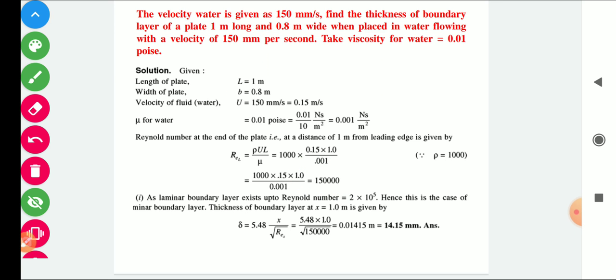This value is less than 2 lakh. It means the flow is laminar flow, and for laminar flow the equation for boundary layer thickness is this one. Here delta is the thickness of the boundary layer, x is the length of the boundary layer, and this one is the Reynolds number. If we put all these values, finally the thickness of the boundary layer is 14.15 mm.